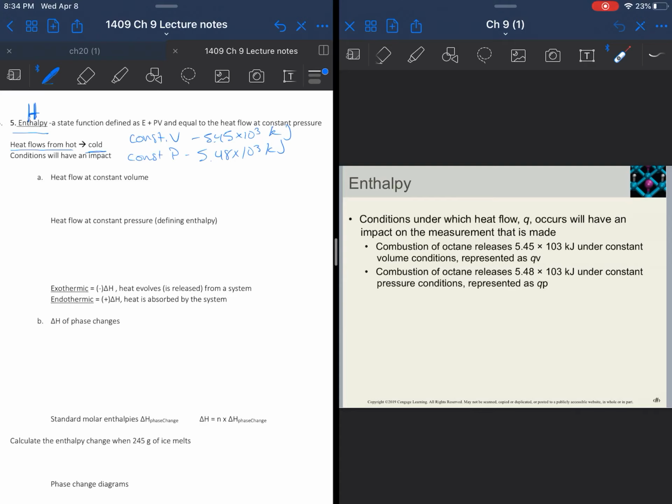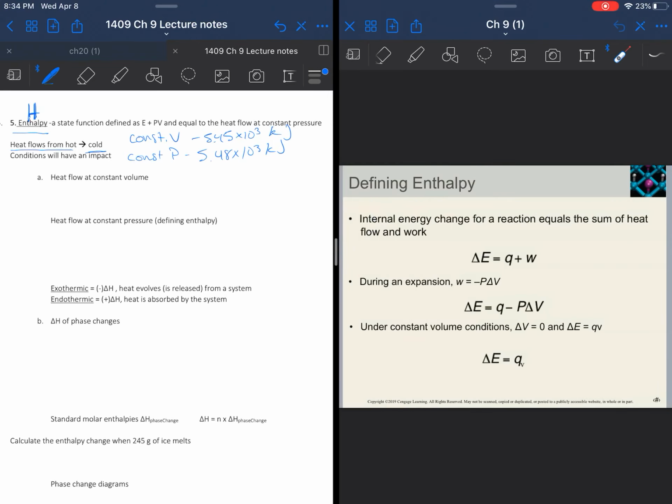All right, so same reaction, same amounts, going to yield different energies. This may not seem like a lot, but if you're working on really large scale, that energy difference can be really significant. So it is important to recognize how conditions impact thermodynamics. Now, heat flow at constant volume, we're not going to be as interested in. Heat flow at constant volume is defined as delta E, really. So it's just the change in energy due only to heat flow.